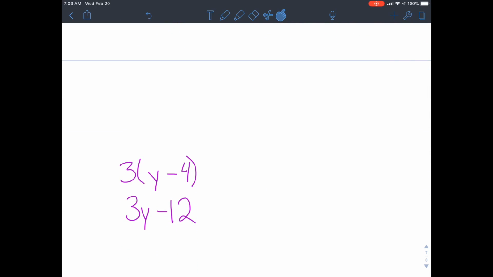Let's look at 3 times y minus 4. So y and minus 4 are not like terms. So we cannot just combine them and then multiply. So we can look at 3 times y. That is down here 3y. And then we can look at 3 times minus 4, or we can think of it as 3 times that negative 4. And when you multiply 3 times negative 4, you get negative 12. And so we write it as negative 12 or minus 12. So we end up with 3y minus 12.